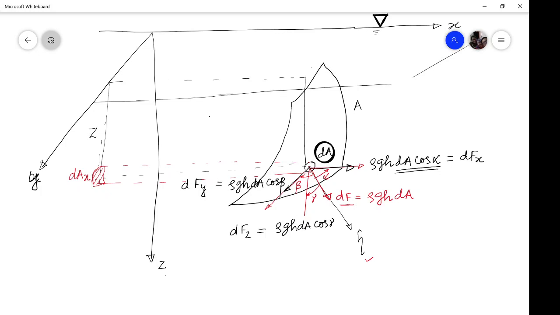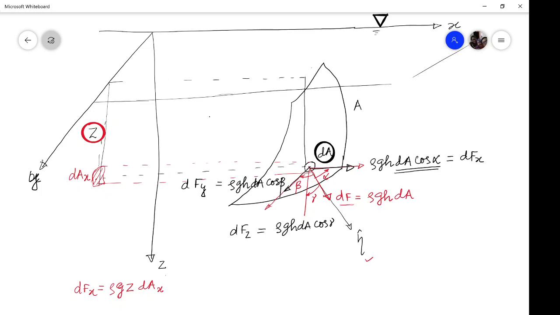So therefore this dFx can now be written as rho g h dAx. What is h in this particular case? h is nothing but this z. So if you are comfortable with h, that's good. If you're not, then replace it by simply writing z.